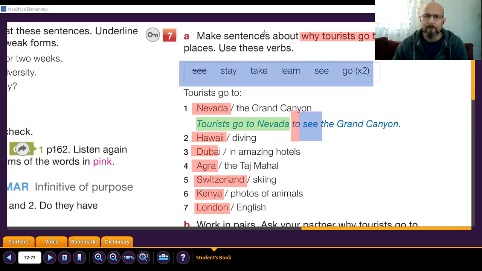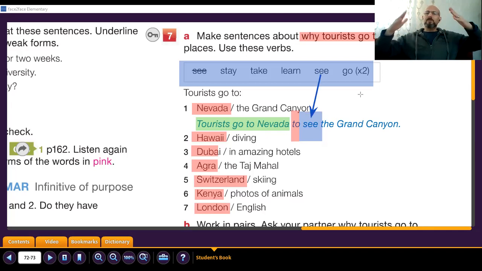Okay. Actually, not to see. So tourists go to Nevada to see the Grand Canyon. Okay. Why do tourists go to Hawaii?